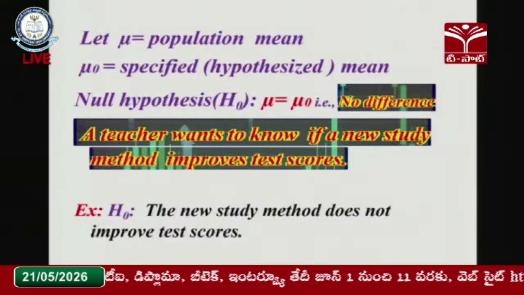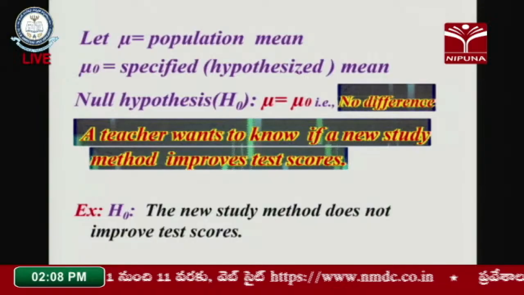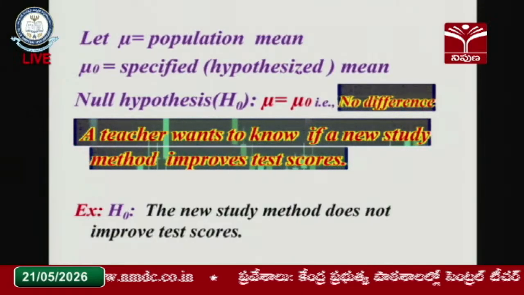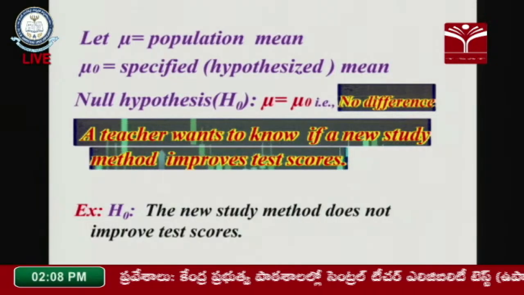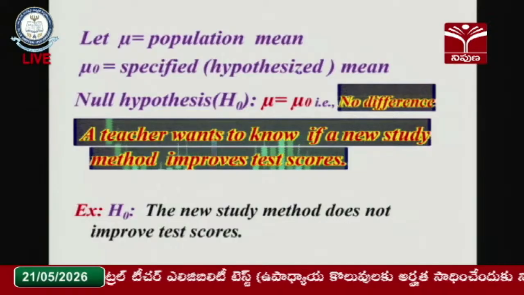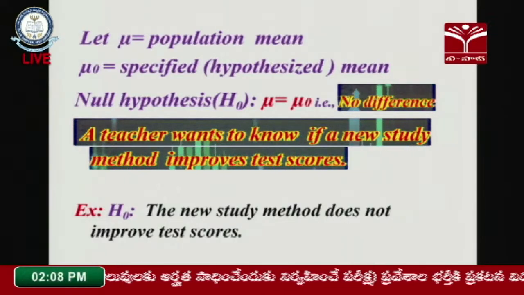Let mu be the population mean. This is standard notation. Mu naught is the specified, hypothesized mean, that means the collected mean. So according to the null hypothesis, mu is equal to mu naught. That means there is no difference. What I said according to the definition, there is no difference. That is a simple statement about the parameter.